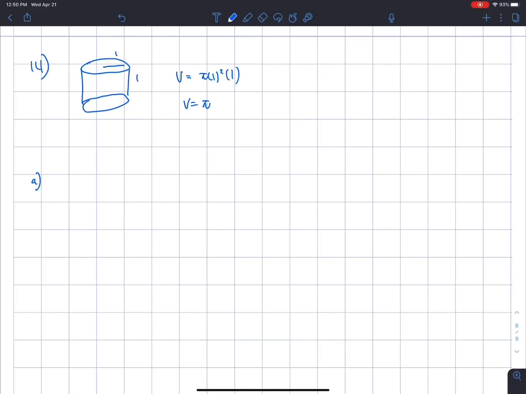A, if you double the height, so the radius is still 1 and the height is 2, then now you can find the new volume. Just pi r squared h. We get 2 pi. Compared to the original one is 2 times greater.